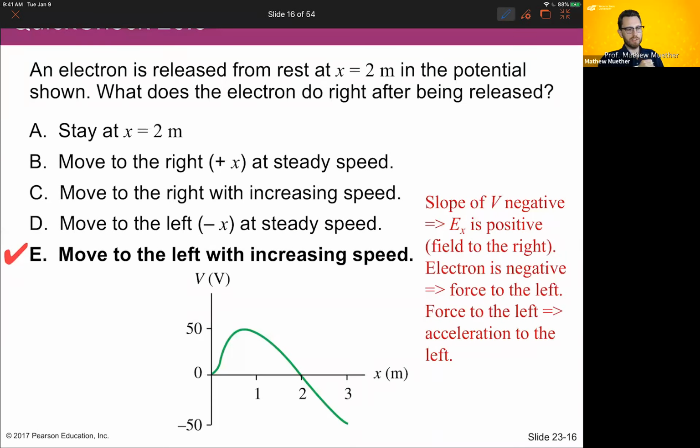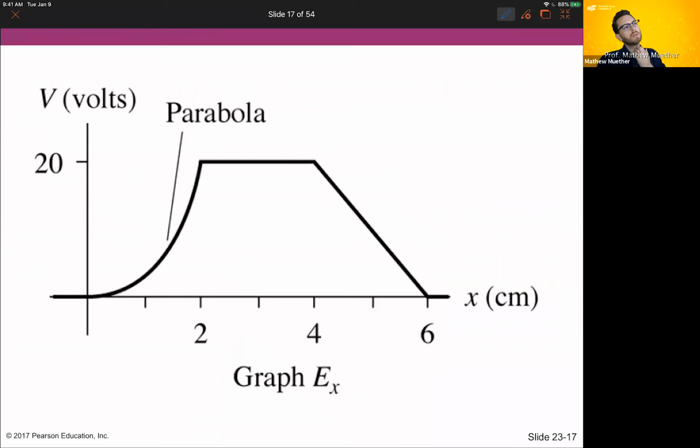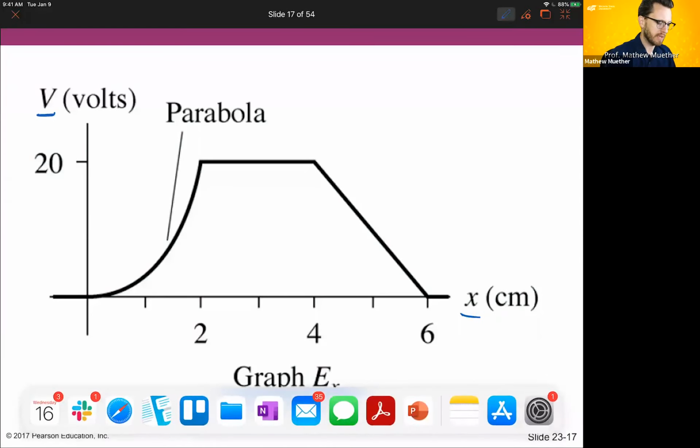By chasing through that whole relationship, right? From the potential, we can get the electric field. From the electric field, we can understand the force. Once we have the force, we can understand the acceleration. So we should be able to look at plots like this. Again, here I'm showing voltage as a function of position. And we should be able to graph the electric field as a function of x across this whole region in space. So let's see if we can do that together.